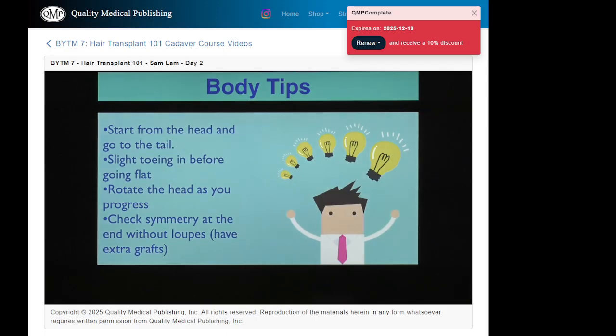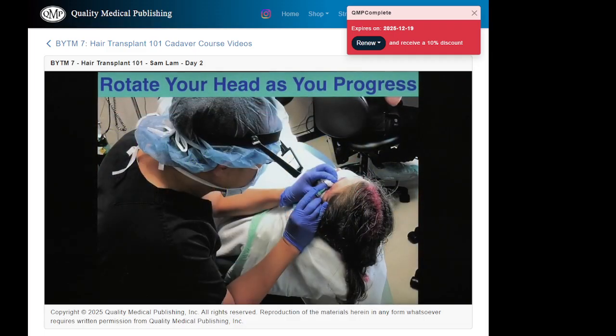So I start from the head and go to the tail, because I can see the design better by going here and going out. I slightly toe in, as I mentioned before, going flat. As I progress, I rotate the head. I'll show you that in the next slide. And then I check for symmetry with and without my loops to make sure everything looks good. And then at the very end of the case, after the grafts are placed, let the patient check one more time. This is just showing you I rotate the head away so I can get to that tail without struggling.